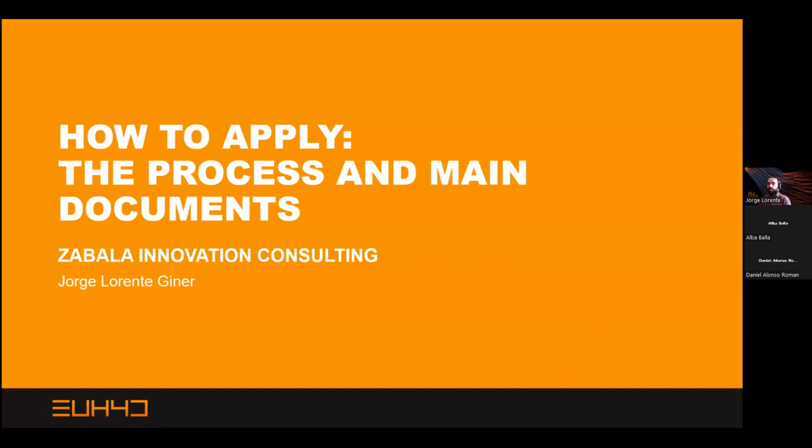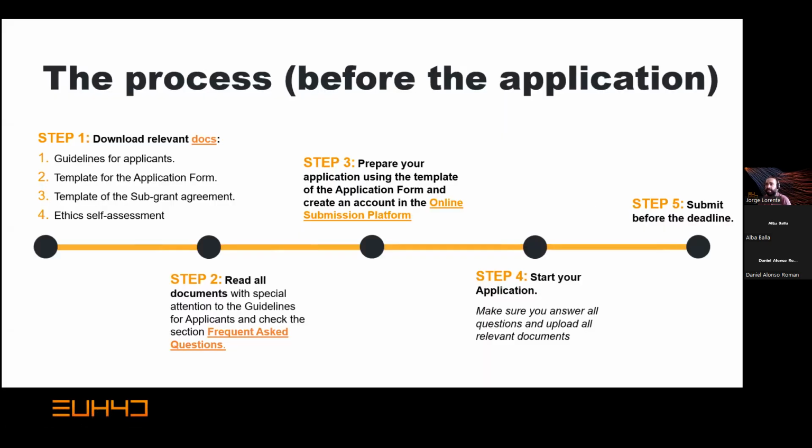Okay, so in the second part of the webinar, I'm going to talk about how to apply and the processes and the main documents that are involved in the submission of a proposal. So, let's start with the process for the application. The first step is to download all the documents you need to apply, which mainly involve the guidelines for applicants, the templates for the application form and the subgrant agreement, and the document for the ethics self-assessment.